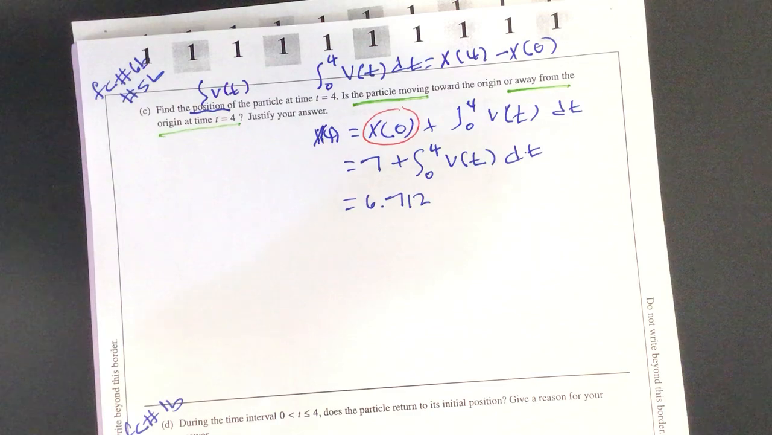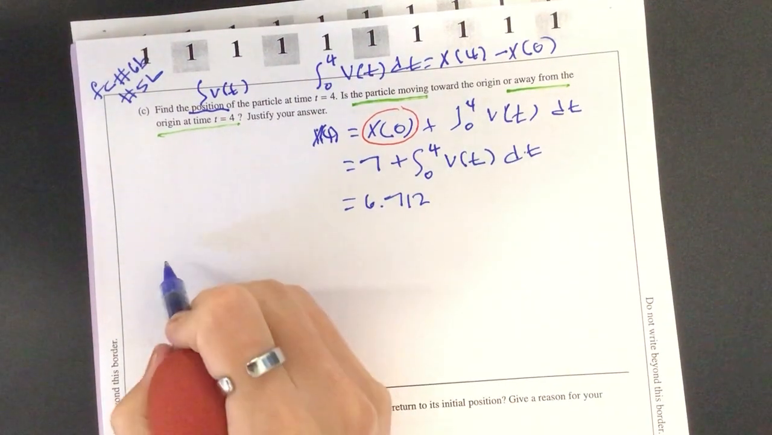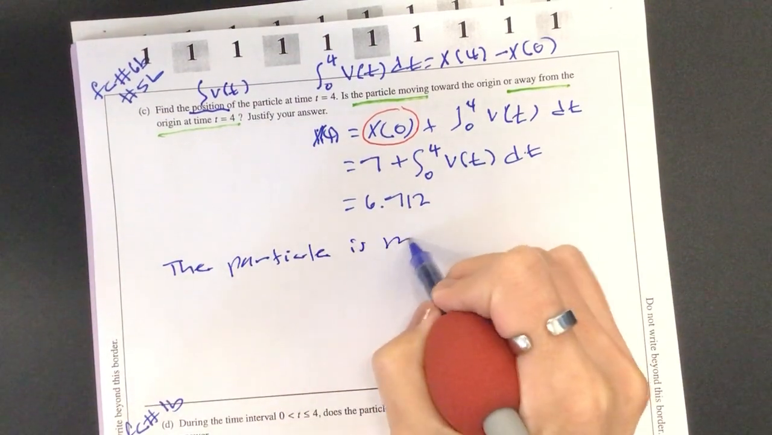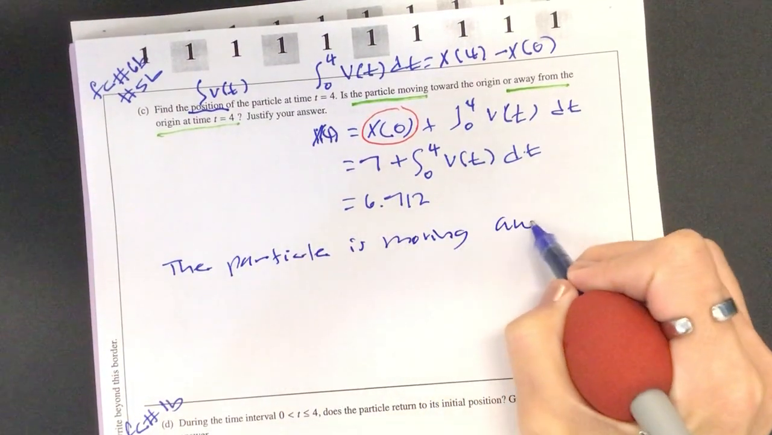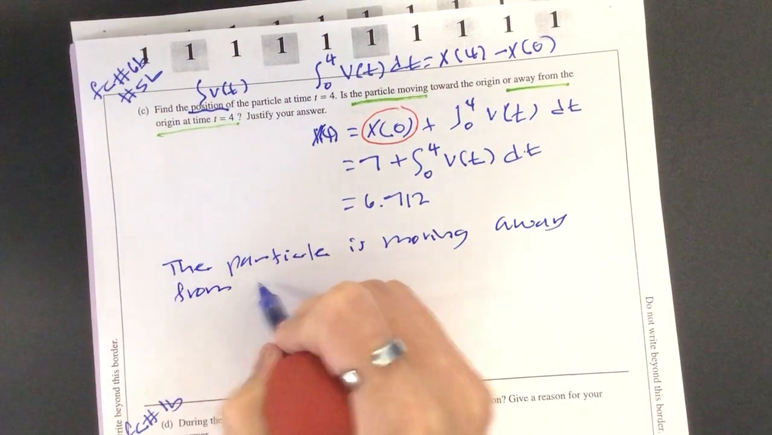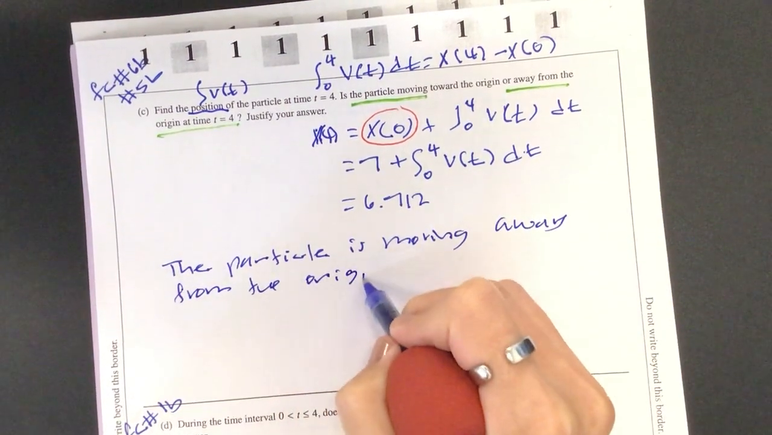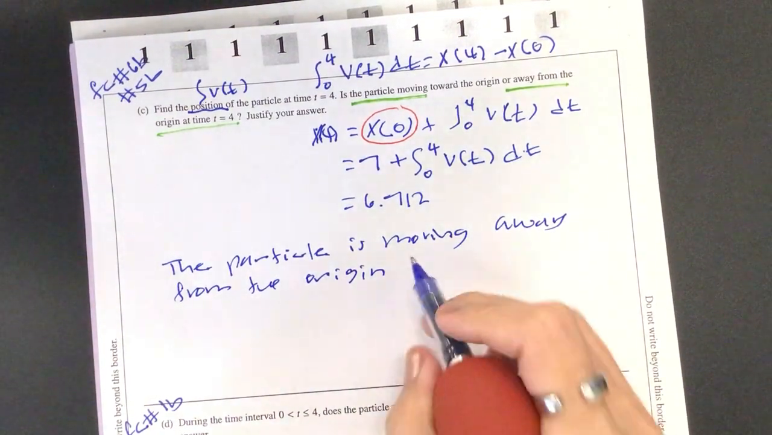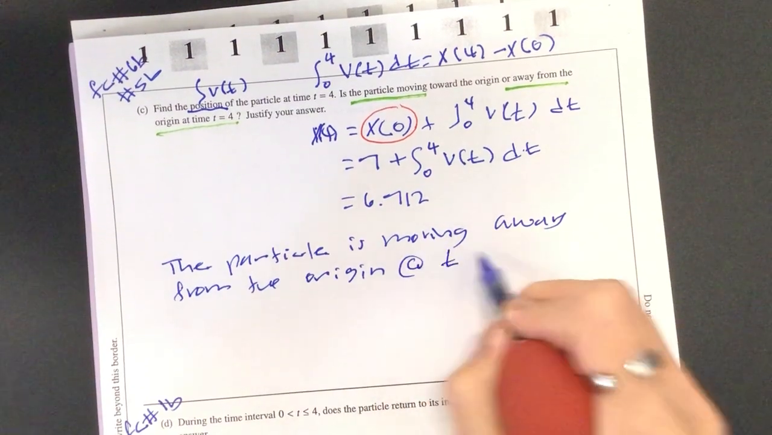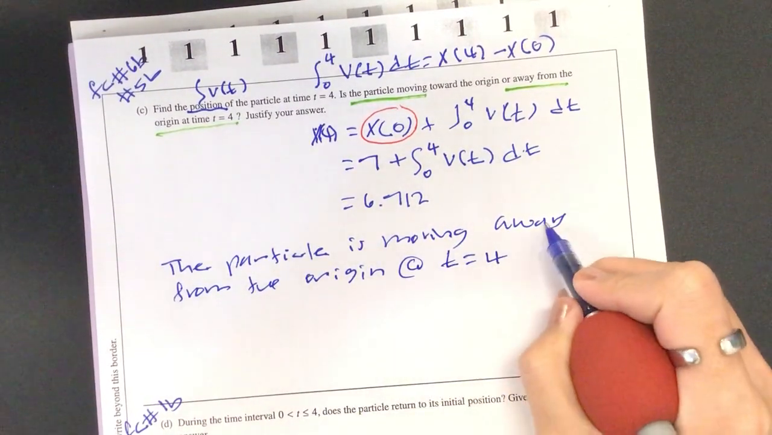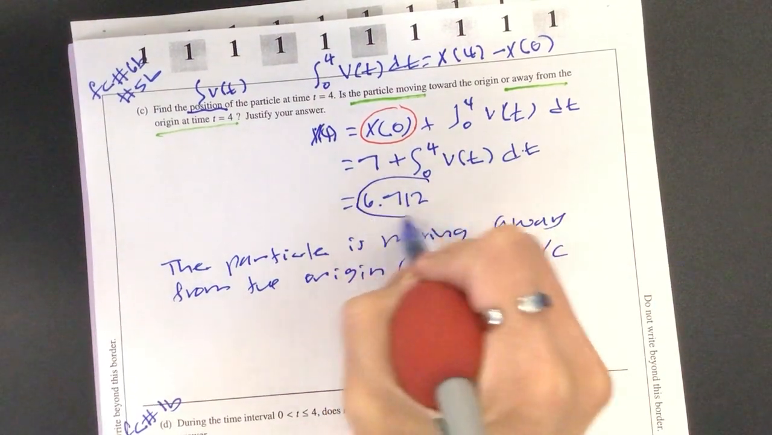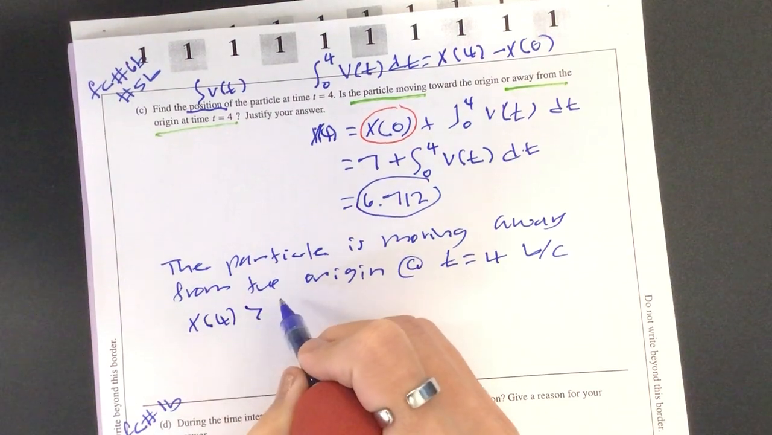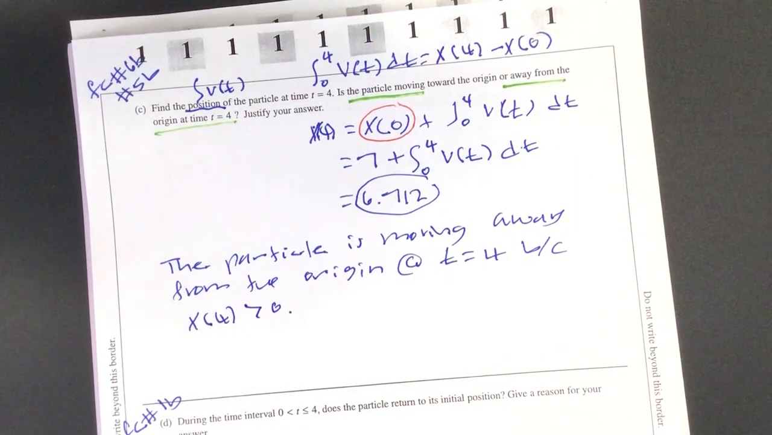So I'm going to write all that down. And I'm going to explain what this means. So we have the particle is moving away from the origin. Can I use the word it? Could I ever use it or that? No. Origin at time equals 4 is going away because the value we found is positive or negative. It is what? Positive. So I could say the word positive or I could say greater than 0. They mean the exact same thing.